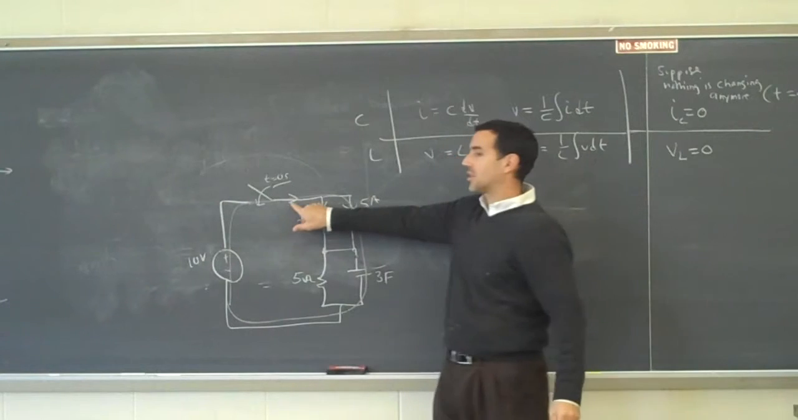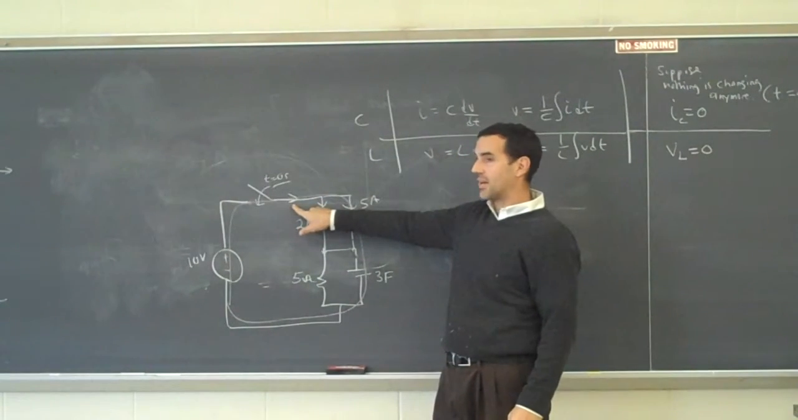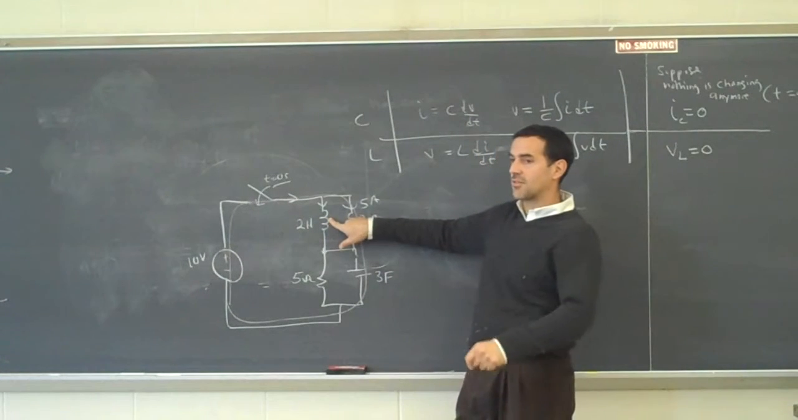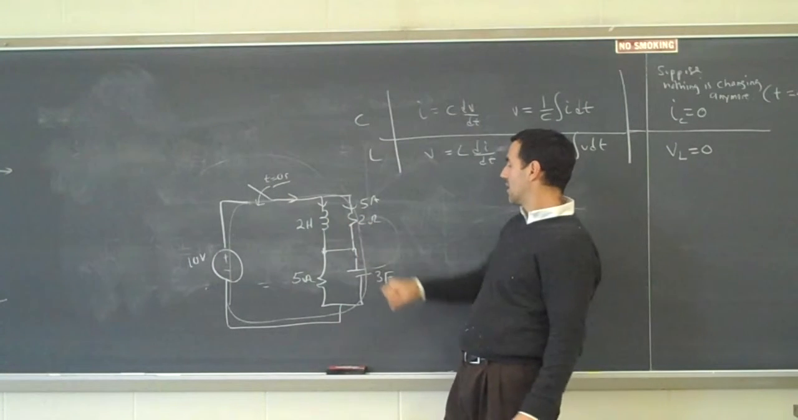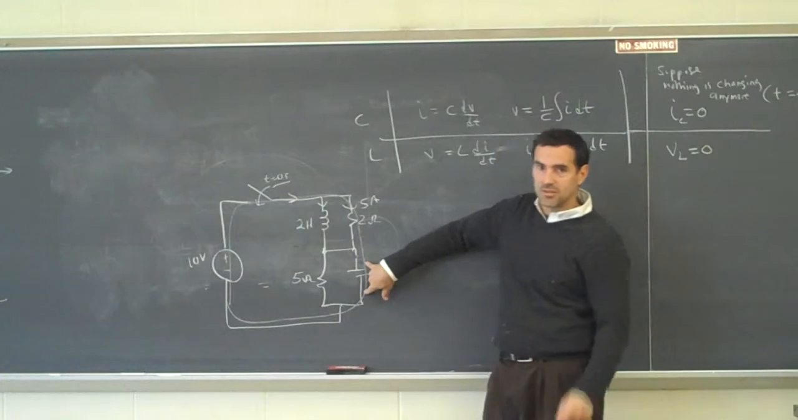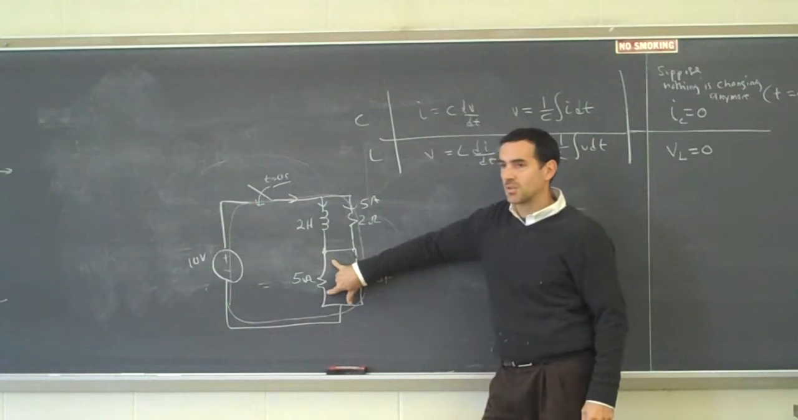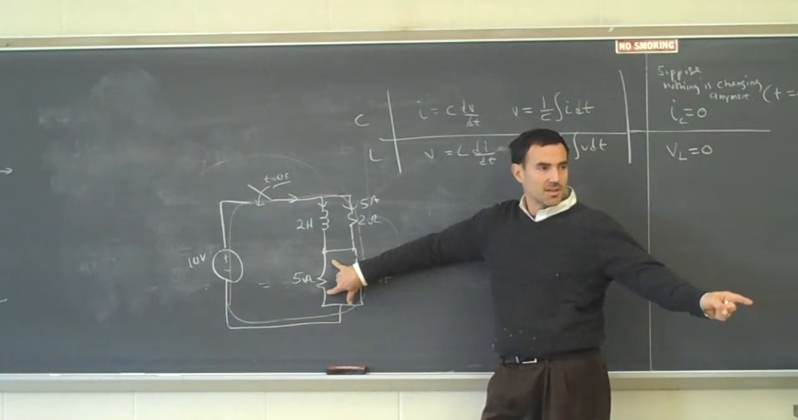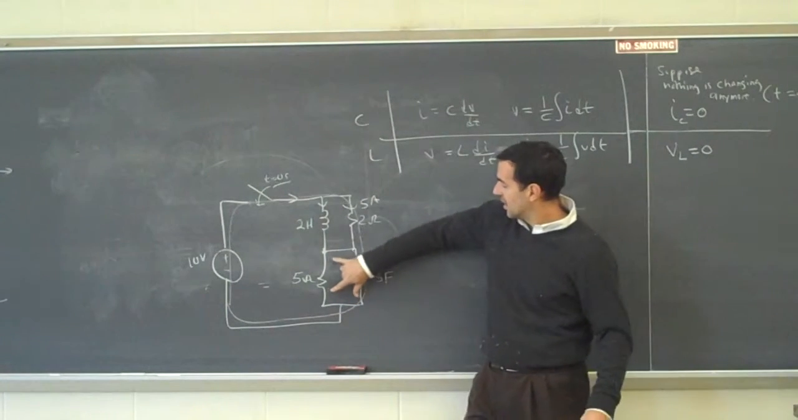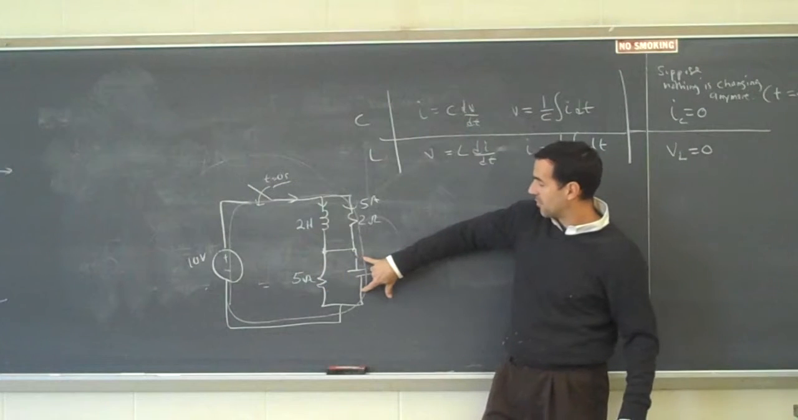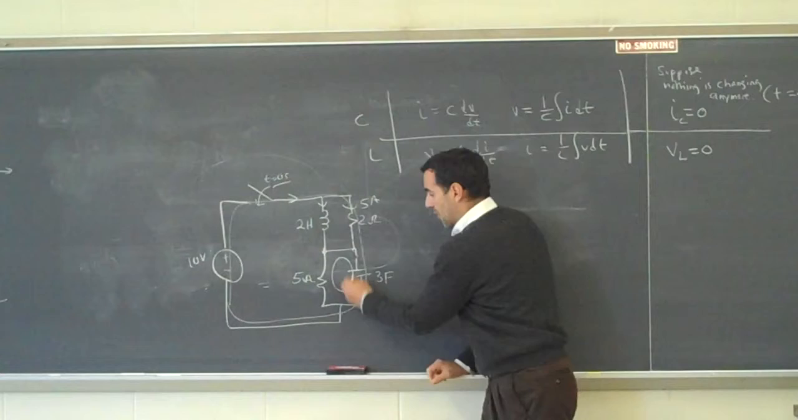What's the current right here just after I close the switch? 5 amps, good. What's the current through the inductor just after I close the switch? 0. Correct. What's the voltage across the capacitor just after I close the switch? 0. What's the voltage across that 5 ohm resistor just after I close the switch? If these 2 are in parallel, that voltage is 0. Then that other one's got to be 0 also.